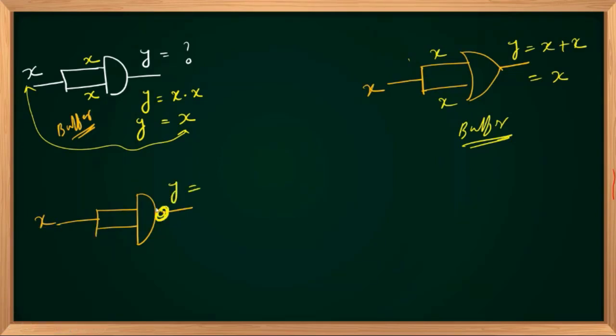NAND gate. So the property of the NAND gate is that it takes the product first, then complements. Correct. So X dot X, the whole complement. X dot X is nothing but X itself. So this is nothing but X complement. Y equal to X complement. Output is the complement of input. Correct?